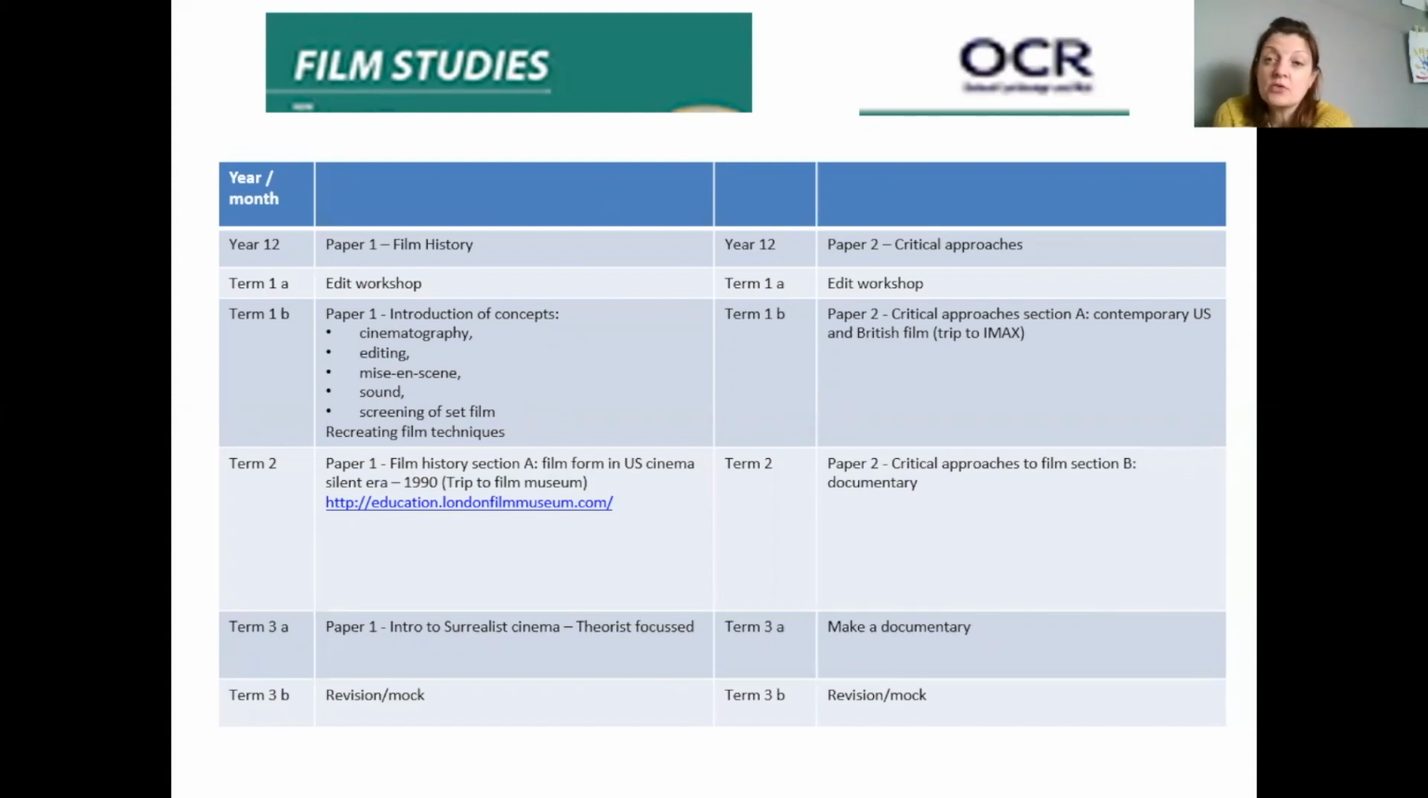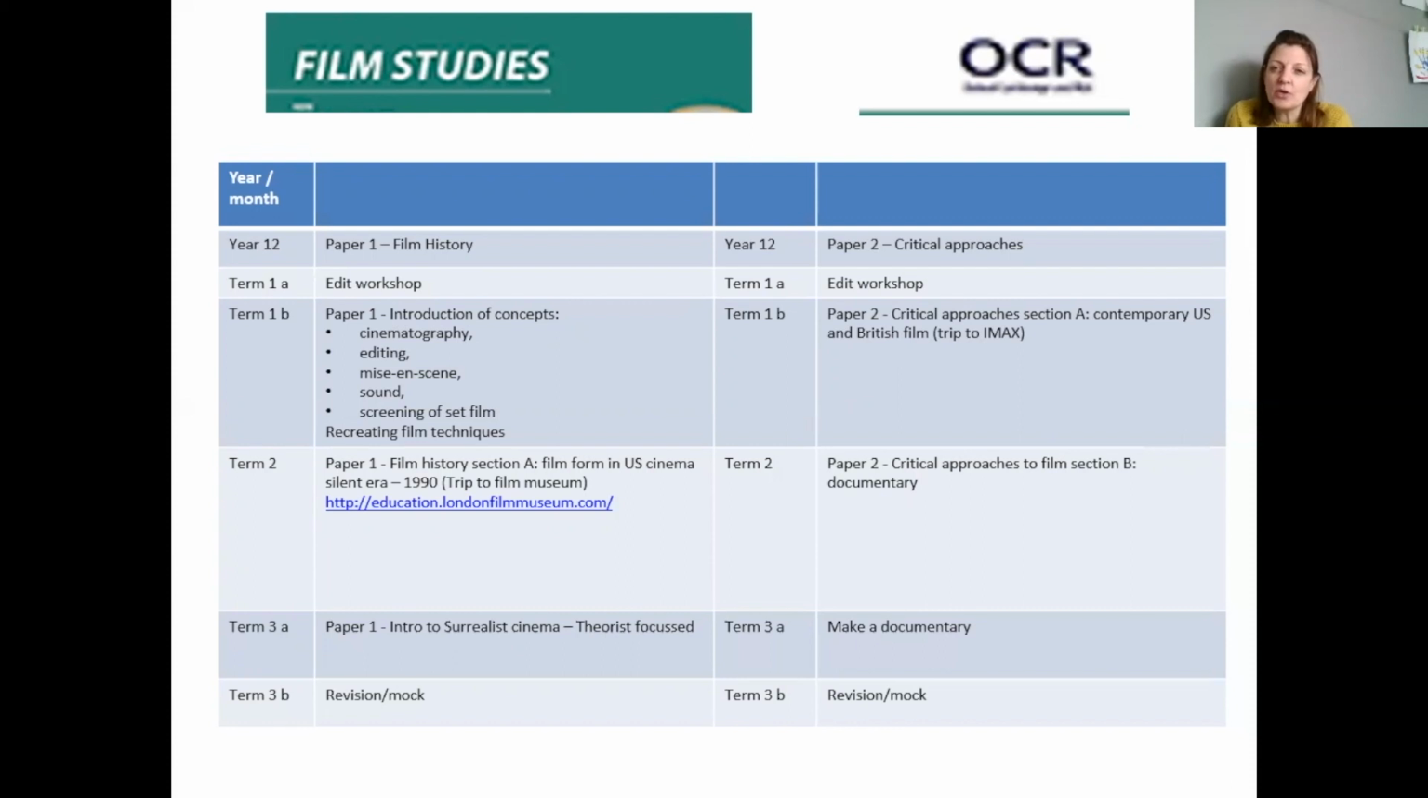And in the other paper, the critical approaches paper, we start by looking at the way into films that we might be aware of, the contemporary US and British film, and we do a trip to the IMAX for that, because we have to look at digital projection and the viewing experience. So we go to the IMAX, and we usually go to 2 other cinemas, so people can understand how the experience of being a spectator is different according to the cinema environment.